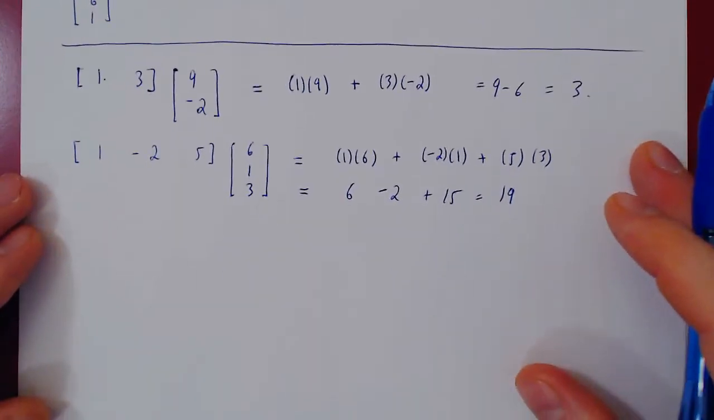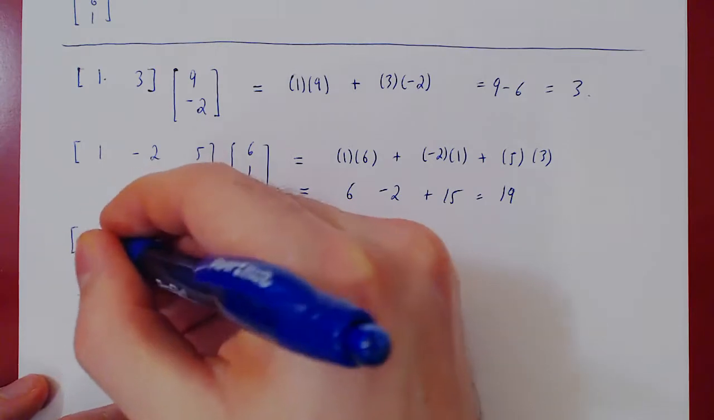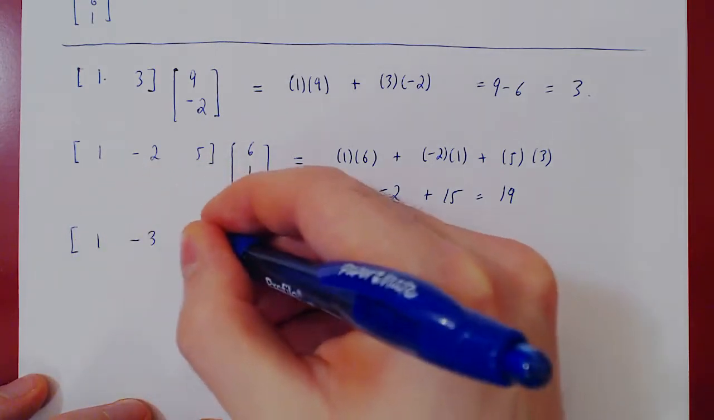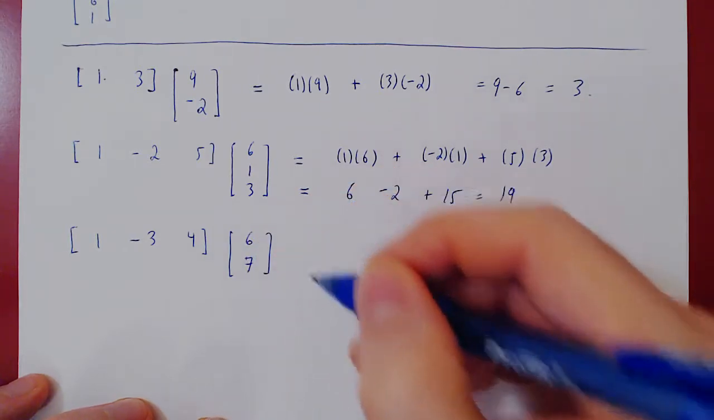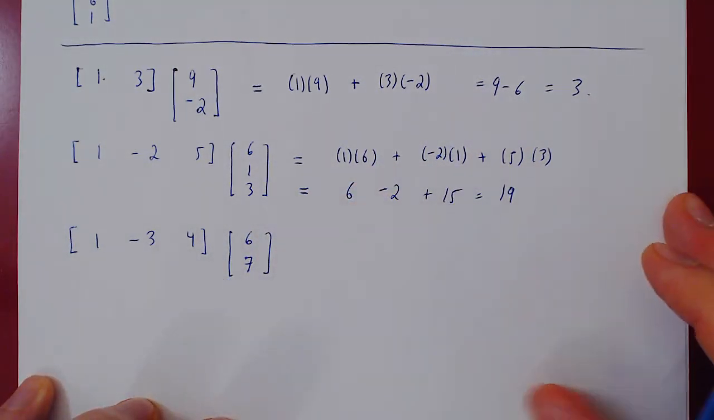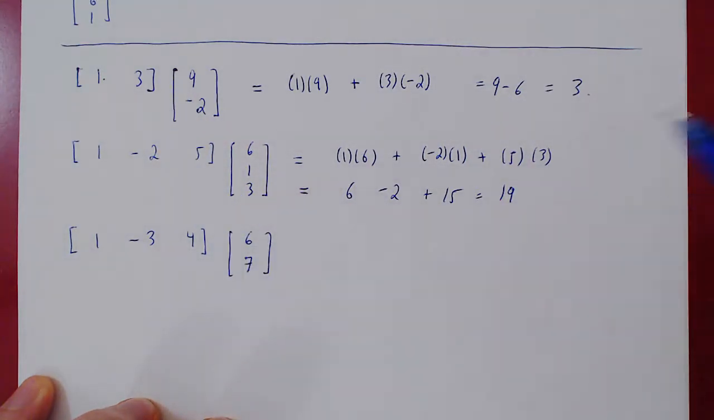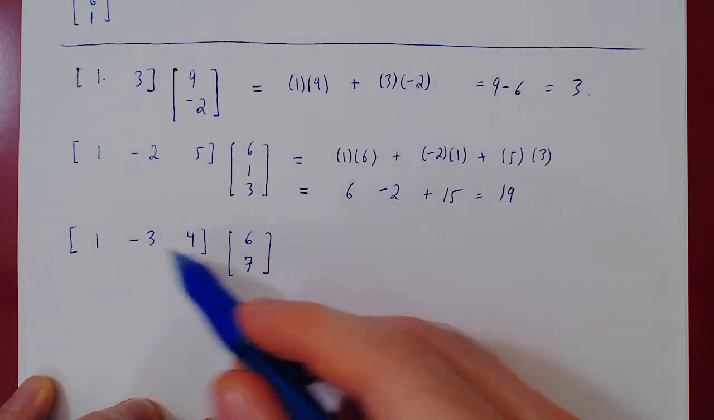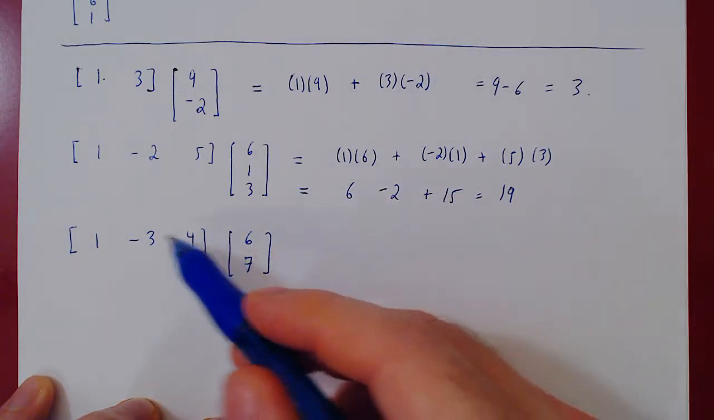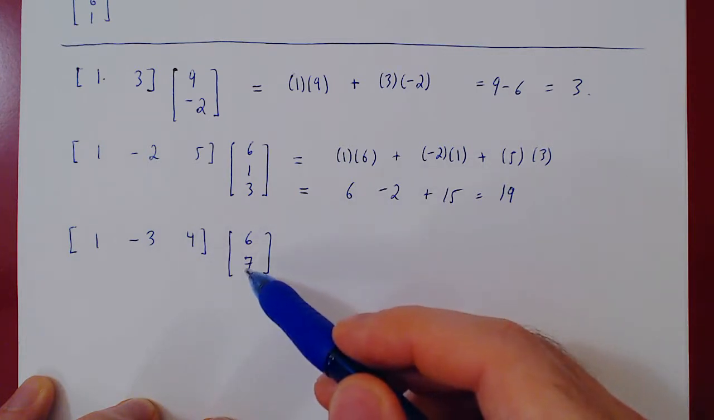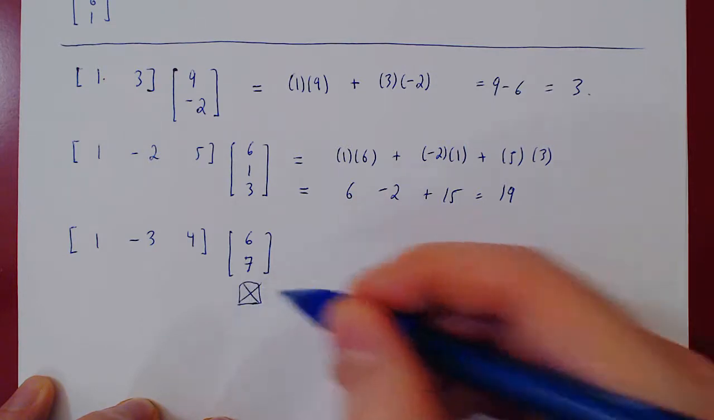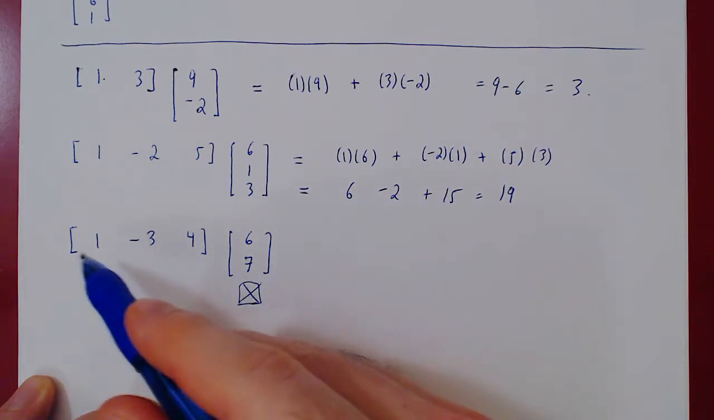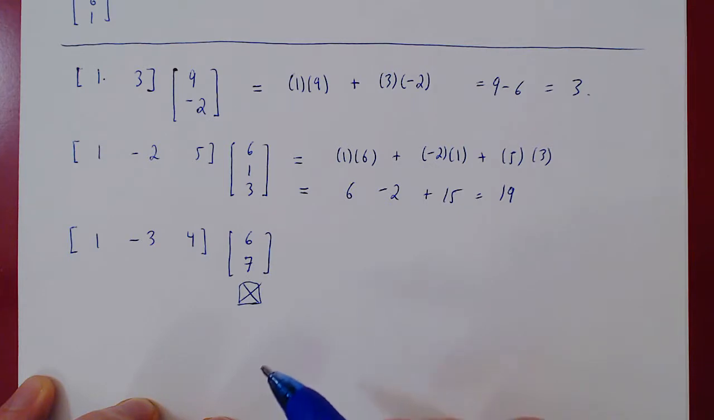What if we tried the following? Say we tried 1, negative 3, 4 times 6, 7. The question is, does this make sense? If we base ourselves on our previous two examples, we have to multiply corresponding entries and add them up. So if you did, well, 1 times 6, so far so good, plus negative 3 times 7, plus 4 times, and there's an entry missing here, right? There's nothing here, and for that reason, this product is not defined.